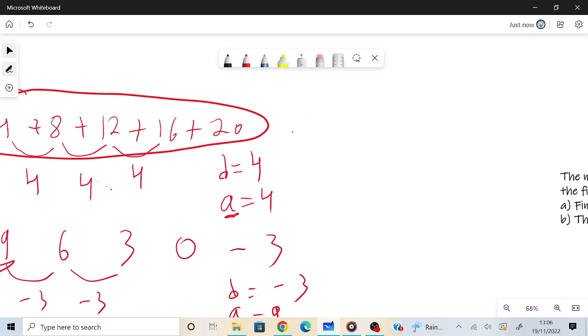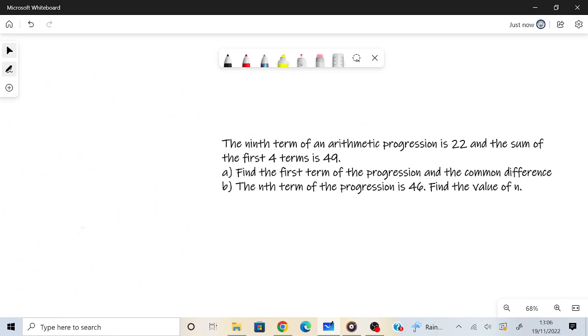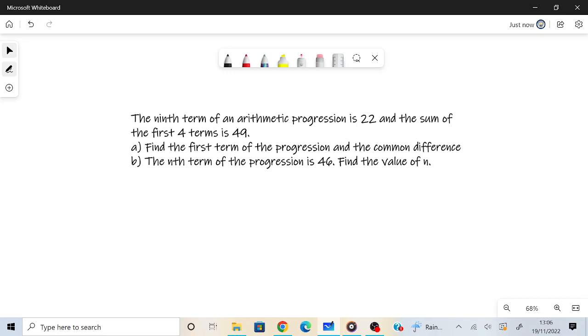So without further delay, let's look at our first example. Right, so this is our first example. It says the 9th term of an arithmetic progression is 22, and the sum of the first 4 terms is 49. So we have an a part and a b part. The a part says find the first term of the progression and the common difference. And the second part of the question says the nth term of the progression is 46. Find the value of n.